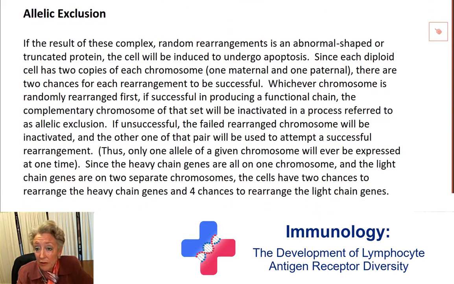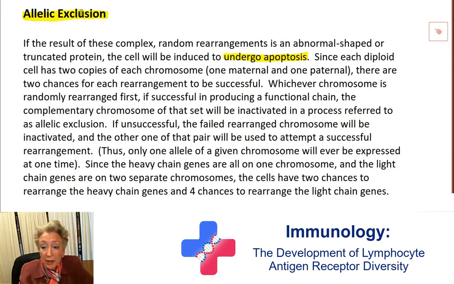Now, because this process is likely to be fraught with possibilities of errors, realize that if I make an abnormally shaped or a truncated protein or an abnormal protein of any kind that cannot take its position on the cell membrane, cannot bind to things that it needs to bind to, then that cell that has done that process will be induced to undergo apoptosis. And this is what we refer to as allelic exclusion.